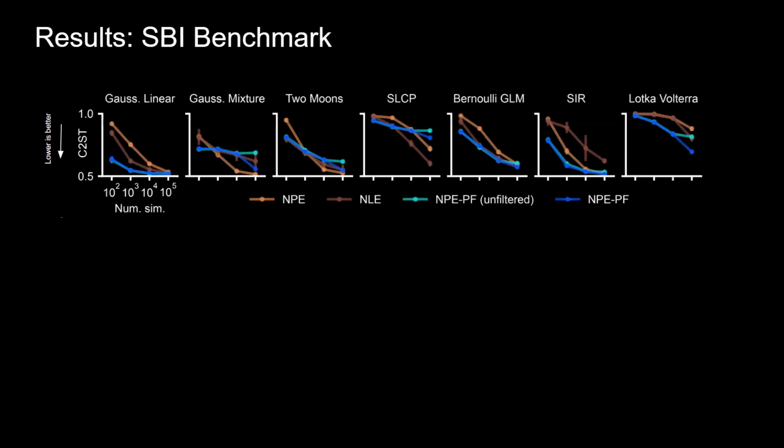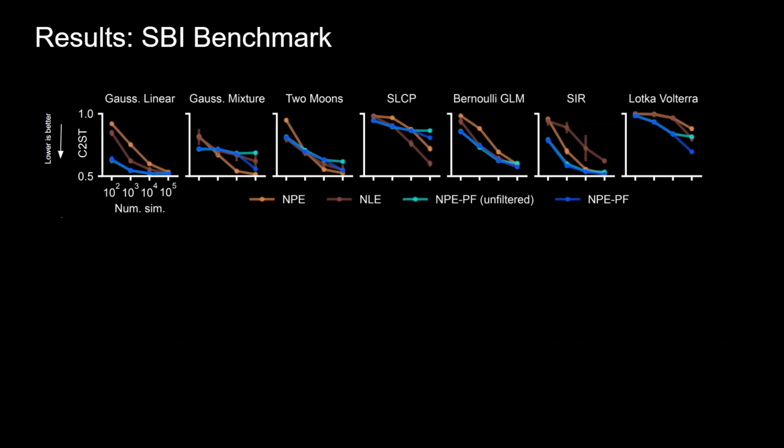Now that we have this method, we obviously need to figure out whether it's any good. In SBI, there is the SBI benchmark, which consists of different inference tasks where we know the ground truth posterior. We really have ground truth samples. Then, on several observations, you can infer the posterior with different methods and see how well the posterior matches the ground truth posterior.